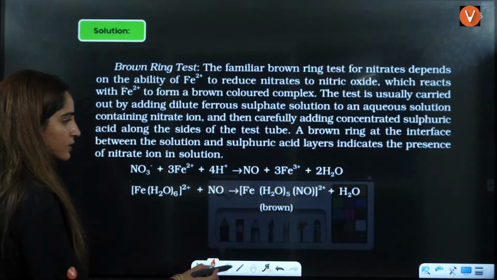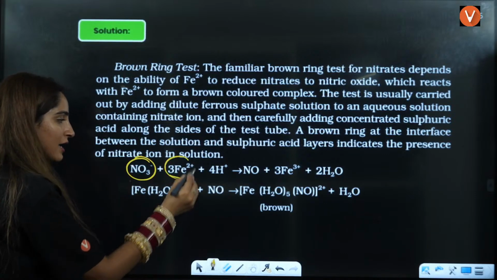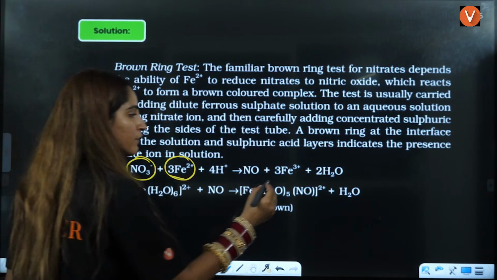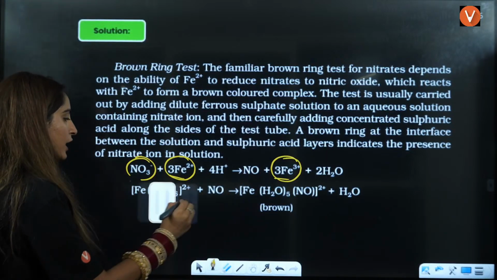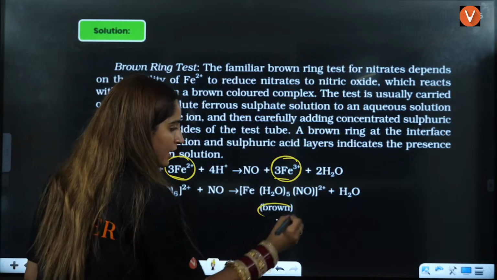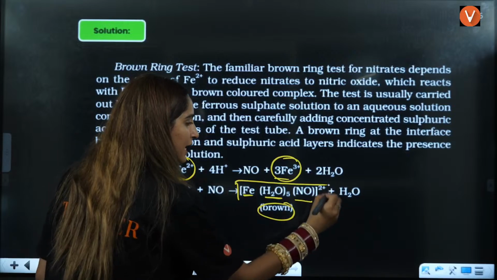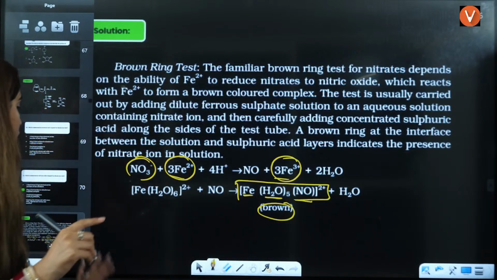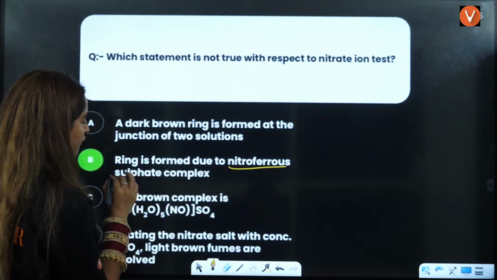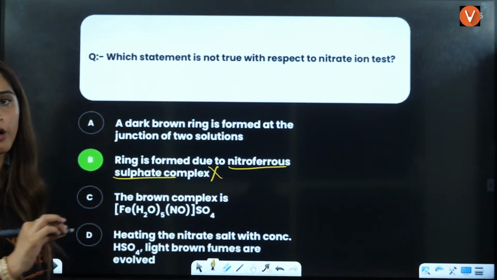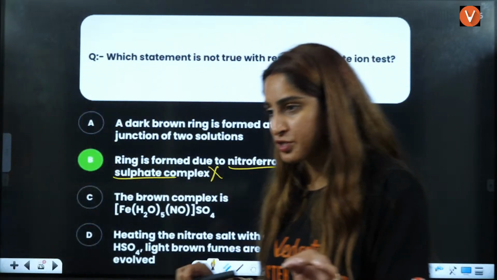If you see this here, this is the nitrate test with Fe2+, right? It will be converted to Fe3+. After that, you will have the formation of the brown ring, that is [Fe(H2O)5NO]2+, right? So that means B is the incorrect option. Here you don't have nitroferrous sulfate. This complex is not formed, so this is the incorrect statement. That means it is the correct option, right?